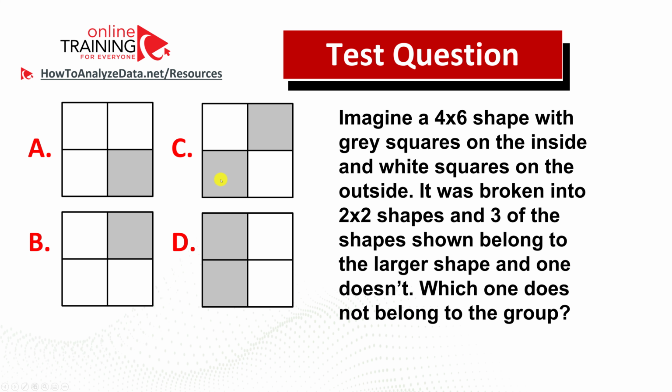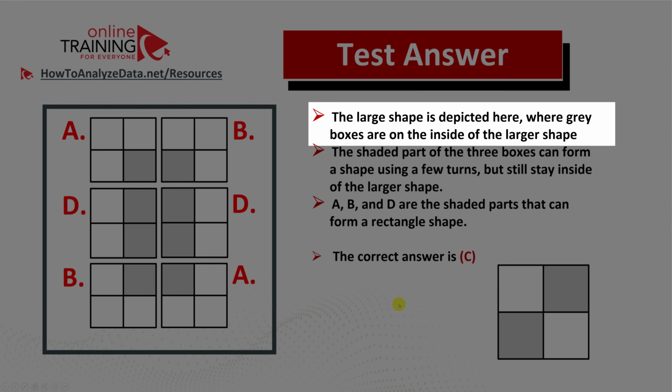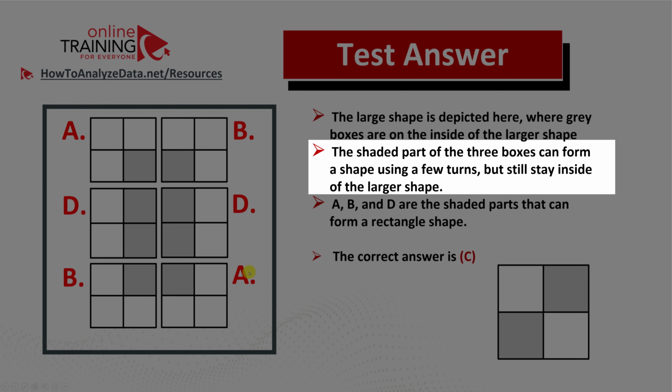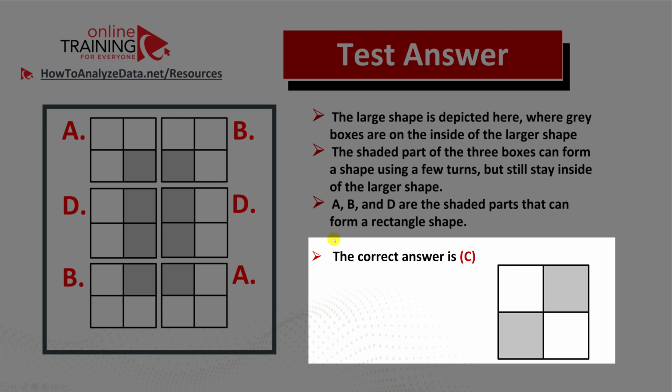But what you see is that choice C is not represented here anywhere. So the correct answer here is choice C. Let's recap. The large shape is depicted right here, where gray boxes are on the inside and the white boxes are on the outside of the larger shape. The shaded part of 3 boxes can form a shape using a few turns, but still stay inside the larger shape. This is why choices A, B, and D are valid choices, and choice C is the correct choice, and this is the one you should be selecting.